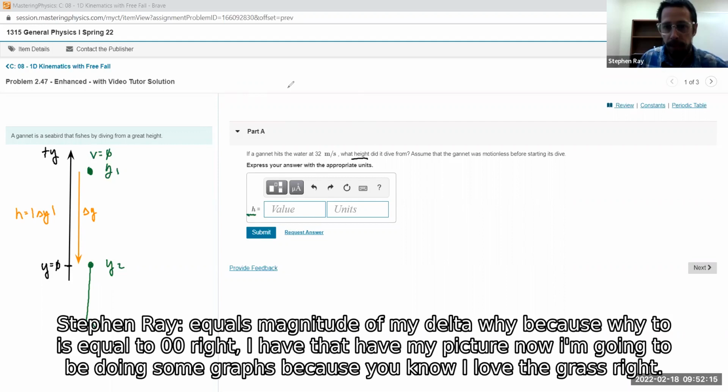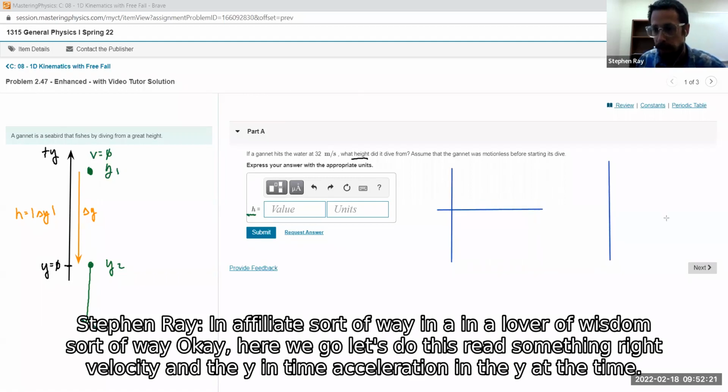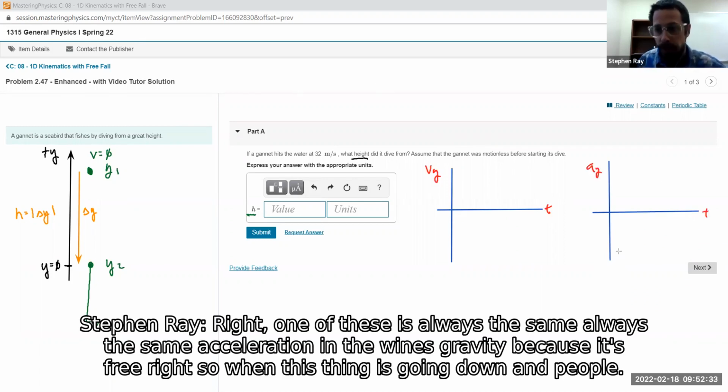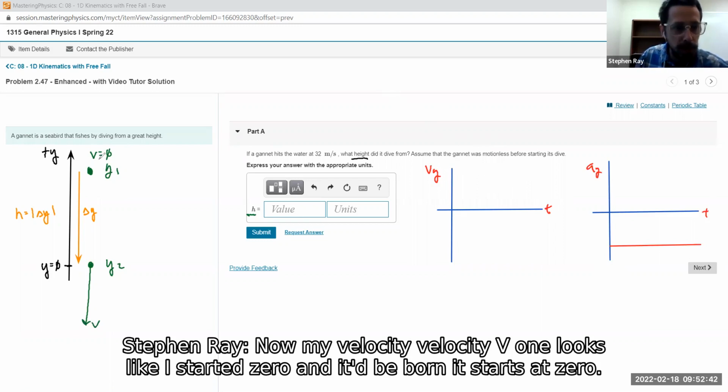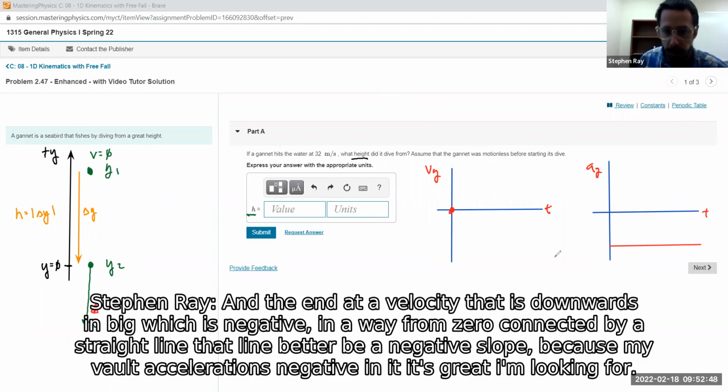Now I have my picture. I'm going to do some graphs, because I love graphs, in a philo sort of way, in a lover of wisdom sort of way. Here we go. Velocity in y and acceleration in y versus time. One of these is always the same: acceleration in y is gravity, because it's free fall. Now my velocity v1 starts at 0, and I end at a velocity that is downwards, which is negative and away from the 0, connected by a straight line. That line better have a negative slope because my acceleration is negative, and it is. Great.